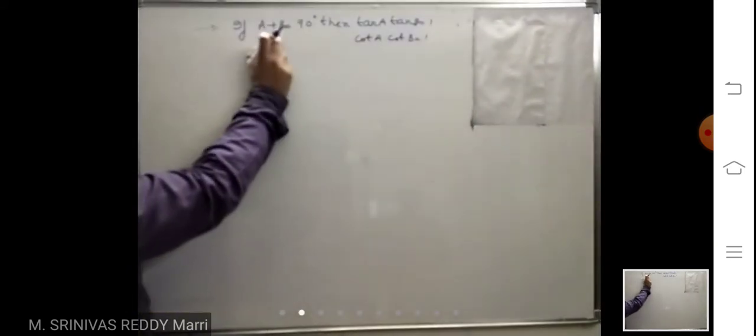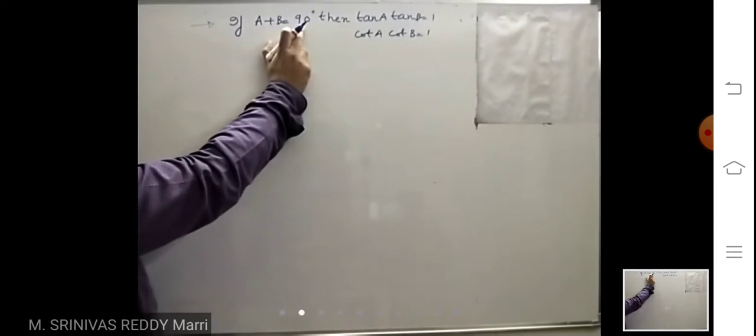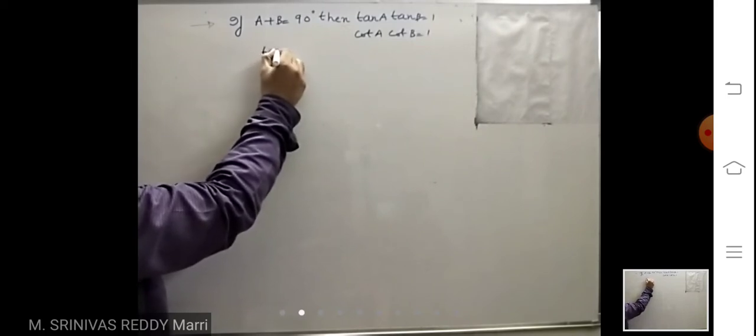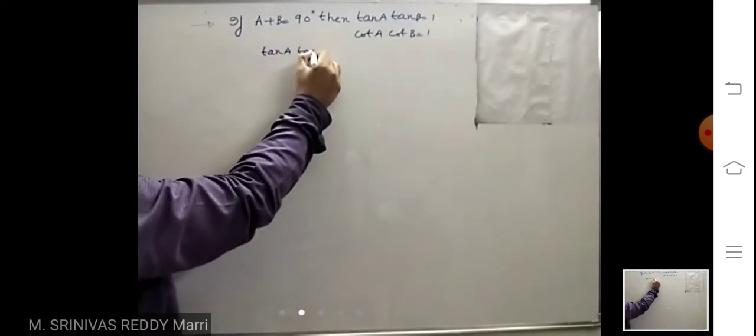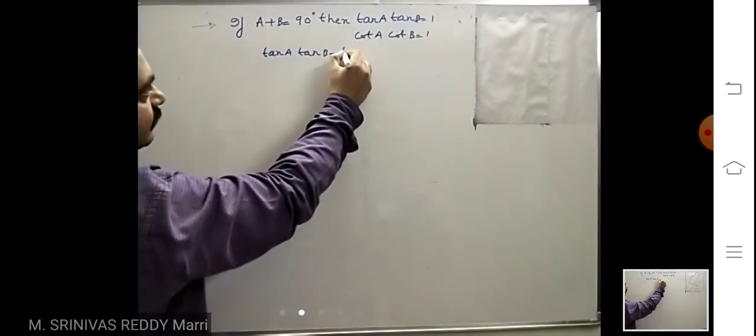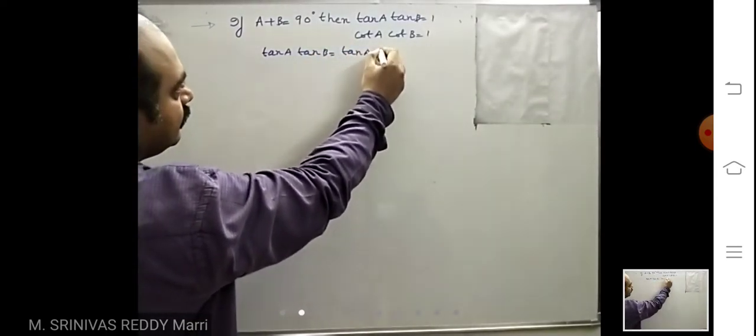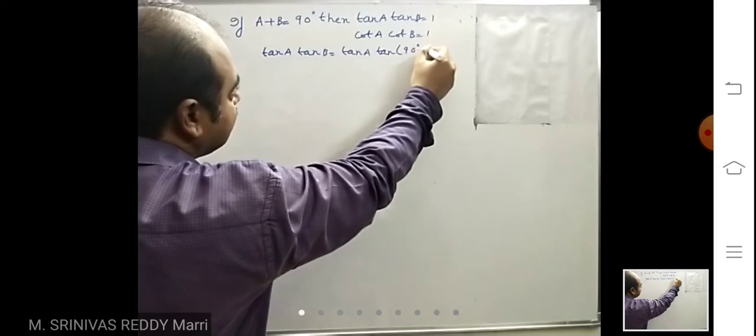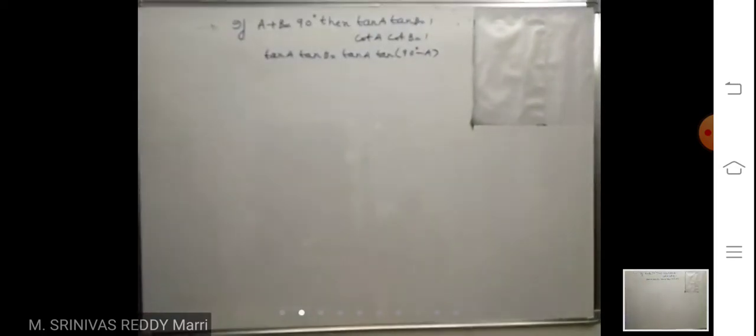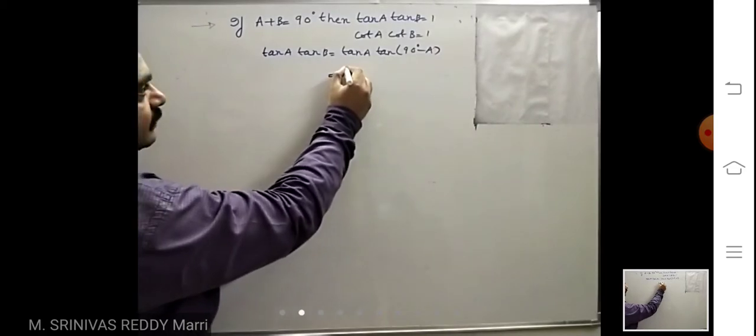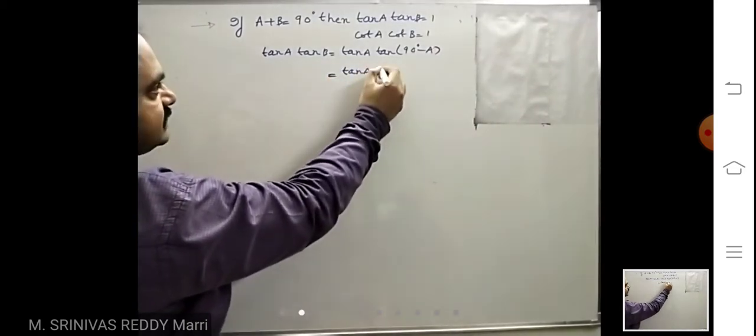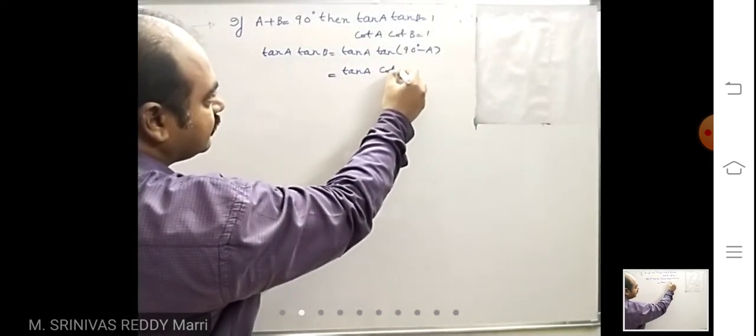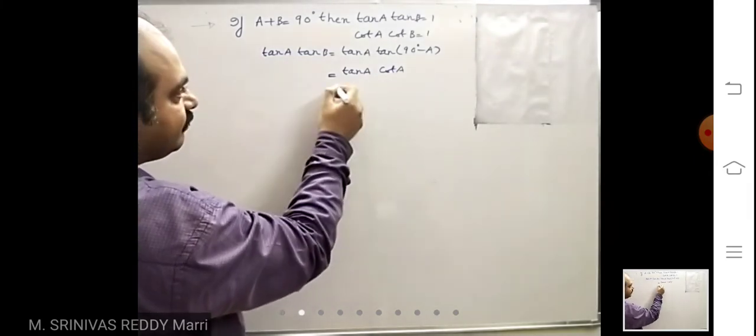If A plus B equals 90 degrees, they are complementary angles. Suppose they are complementary angles, the product is 1. If you take tan A into tan B, that is tan A into tan of 90 degrees minus A. That means this is nothing but tan of 90 degrees minus theta, which is in the first quadrant. So it is cot A, that is 1 by tan A, so the product is 1.